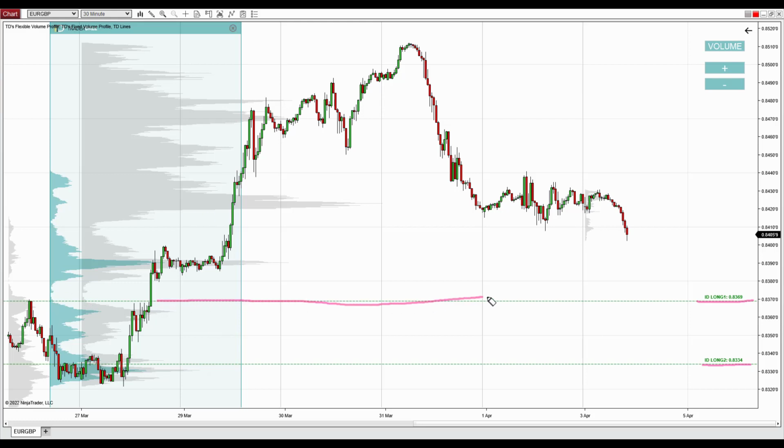So, the reasoning behind this support, support number one, is that there was a strong uptrend, right?